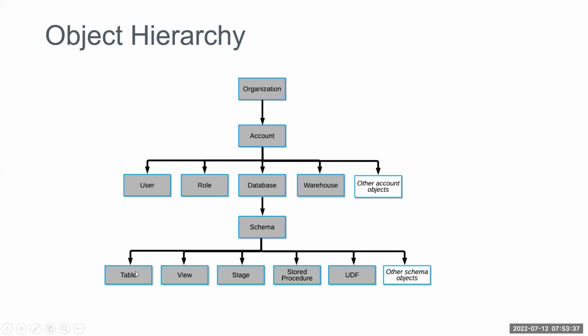So in my table schema there will be tables, in my view schema there will be views, in my external stages schema I can create stages, and under the stored procedure schema I can create stored procedures. Like that we can create any type of objects under the schema. So this is the hierarchy. Just remember it, why I'm showing this, we'll explain later. So this is the object hierarchy in Snowflake.